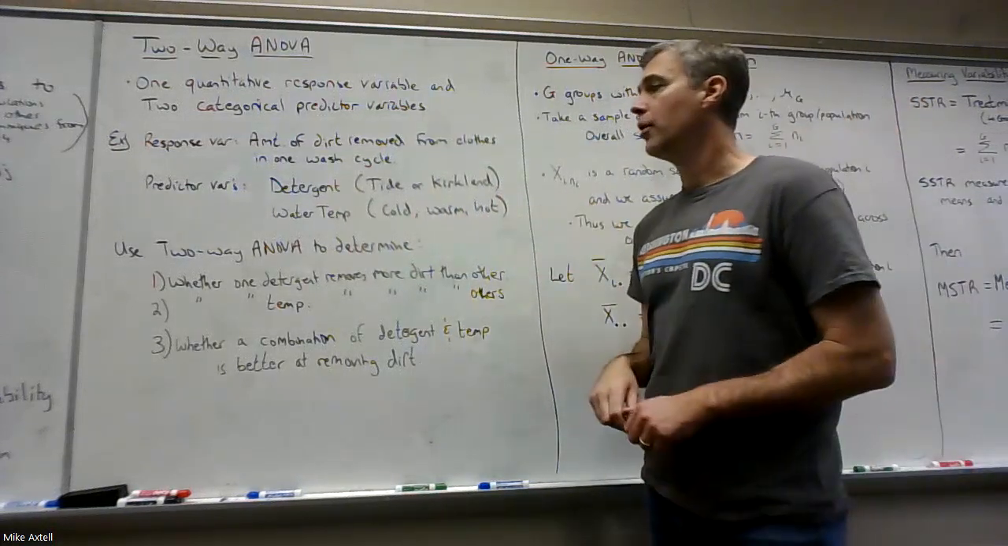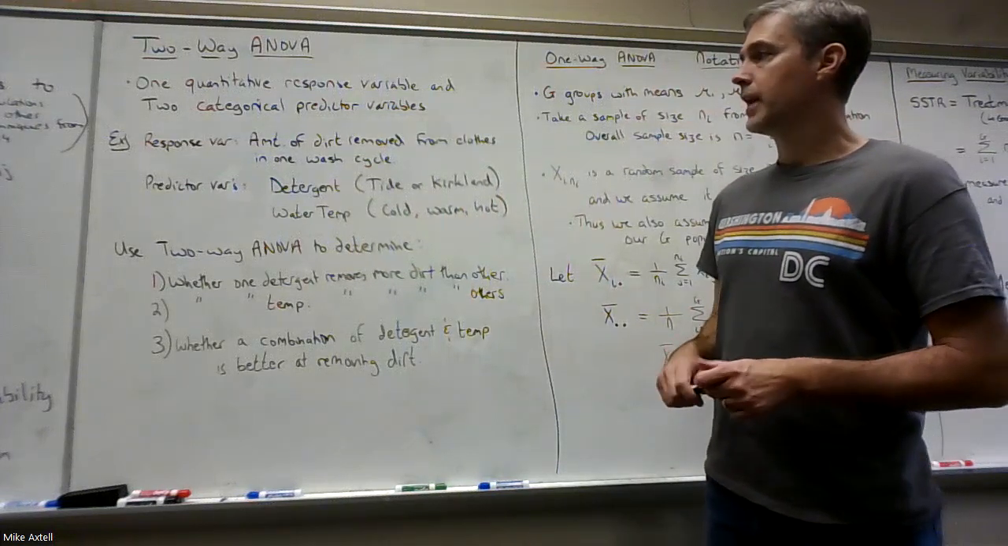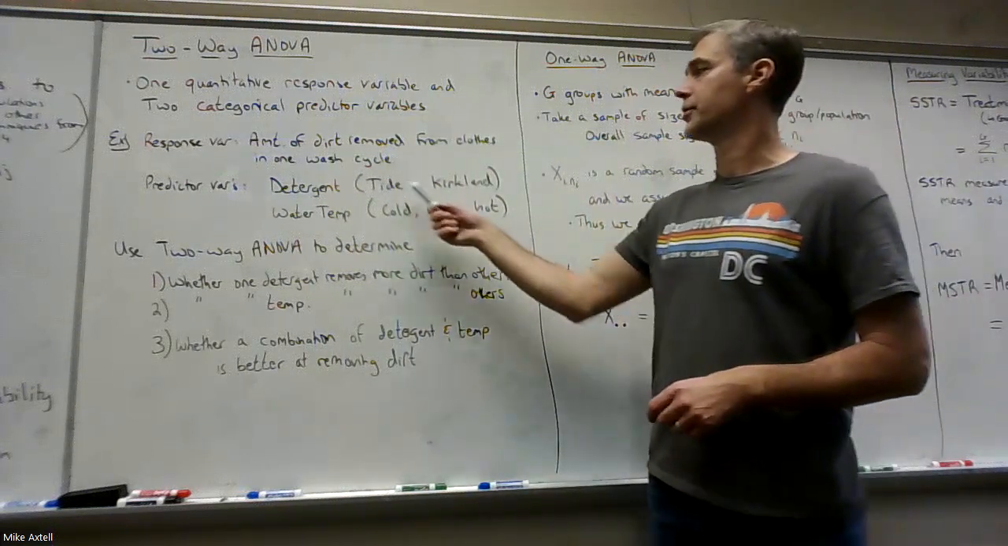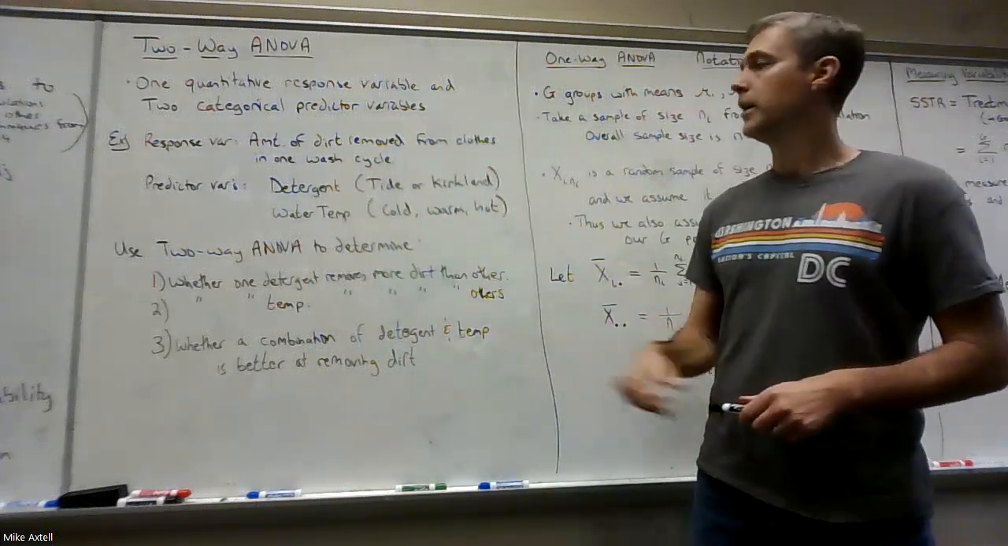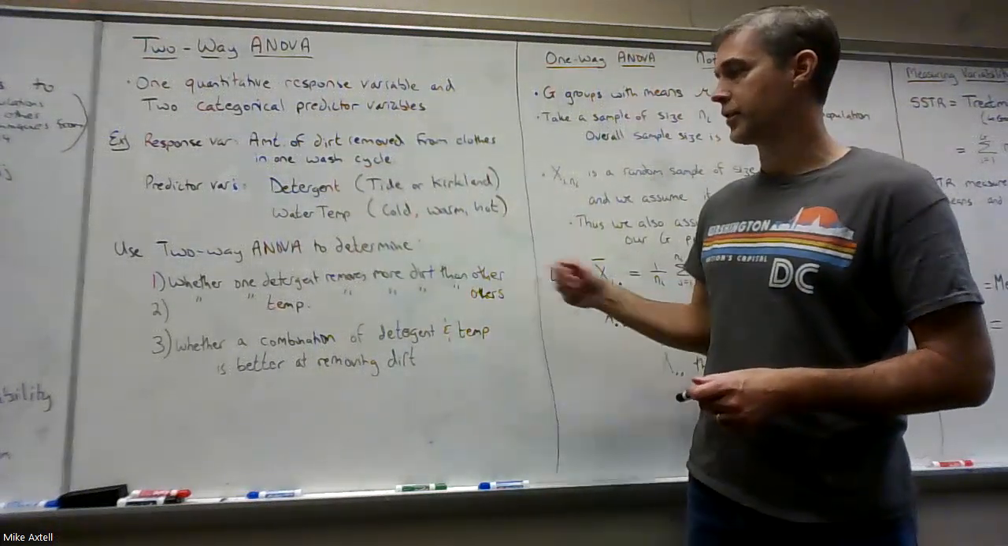And what we use two-way ANOVA to determine is a couple of different questions. Can we get a clear winner within each of the predictor variables? So is there one of these detergents that removes more dirt than the other? Is there one of these temperatures that removes more dirt than the other? So that's the first two.